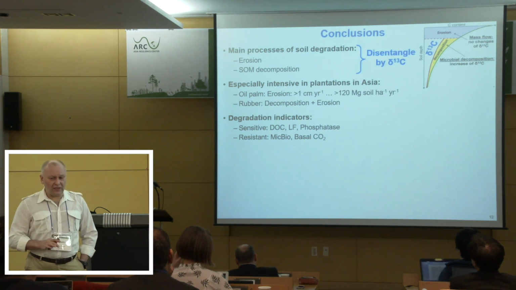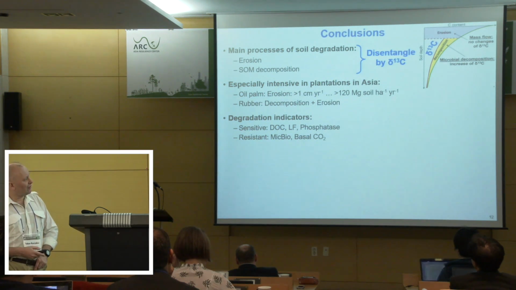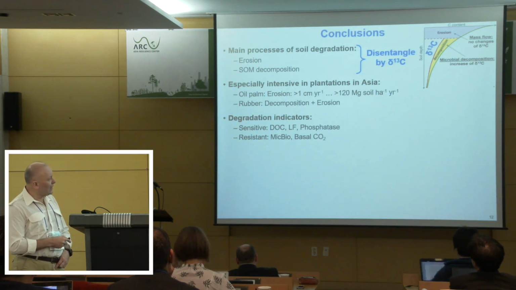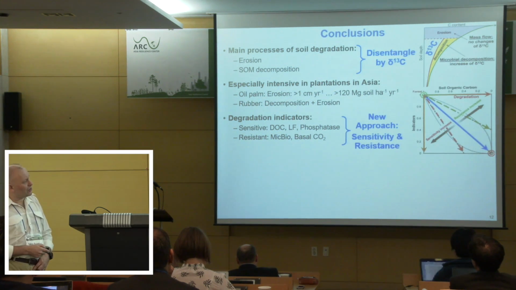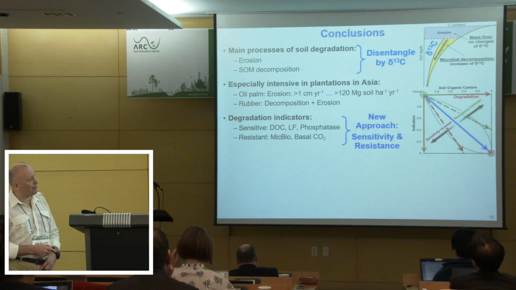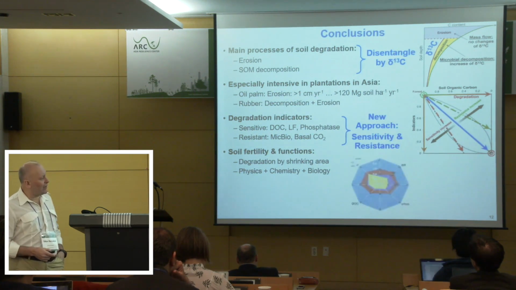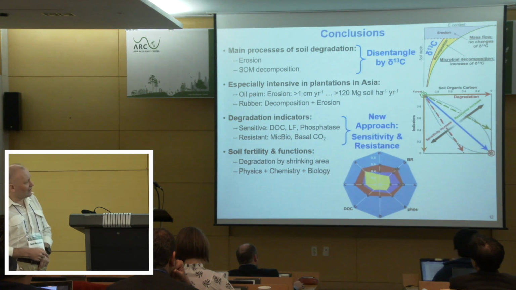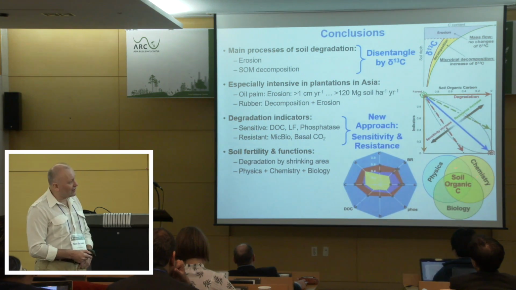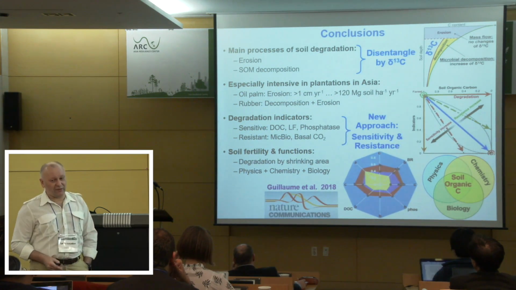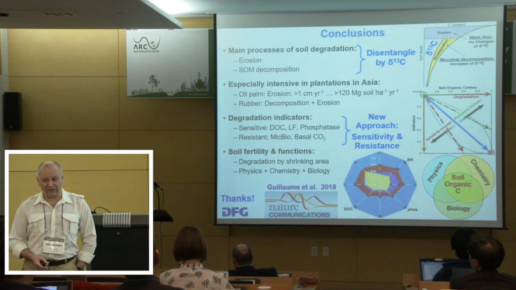We evaluated various indicators, soil parameters, based on the degradability, sensitive and resistant. Sensitive are dissolved organic carbon, light fractions, and activity of some enzymes, for example, phosphatase. Resistant are microbial biomass and basal CO2 respiration. And again, we suggested another new approach to evaluate sensitivity and resistance based on the comparison to the soil organic carbon. We estimated the soil fertility indicator actually by the shrinking of the area of various parameters. And last but not least, such approach considers both physics, chemistry, and biology of soils, considering the soil organic carbon as the main factor. And some of these results were recently published in Nature Communications, and I would like to thank the German Science Foundation for the funding. Thank you.